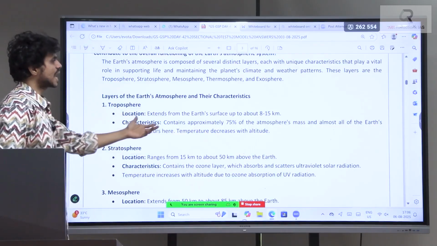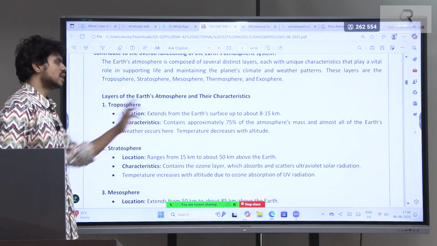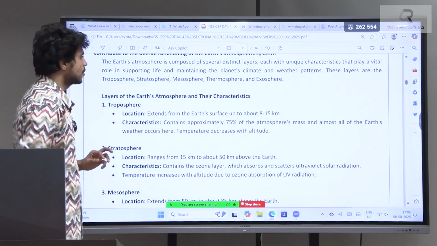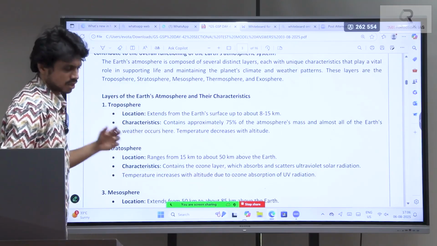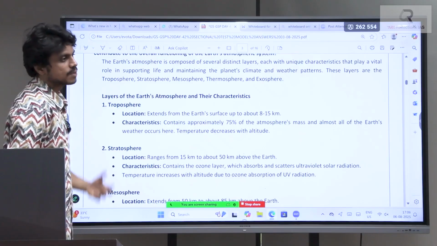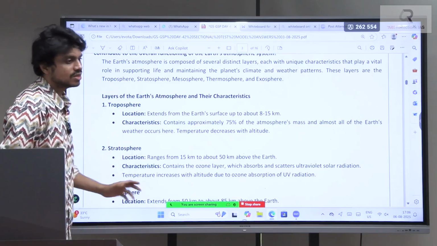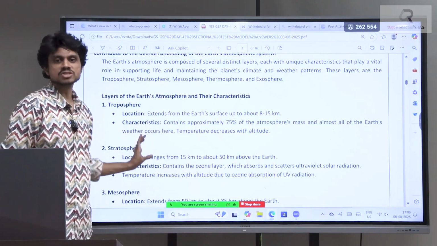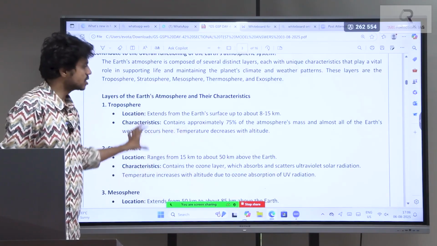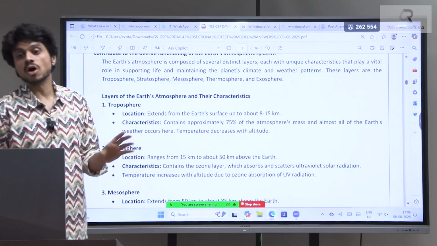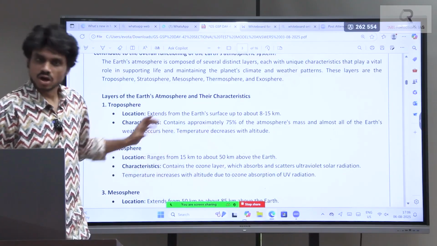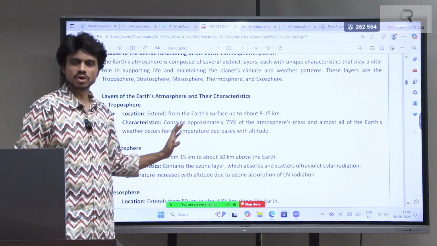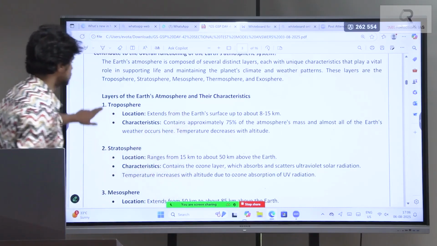See here, simply characteristics. You can add more points here. Contains 75% of the atmosphere. Here you can also explain how the temperature decreases. You will talk only in this area as altitude increases, temperature decreases. You will not explain how, because you are just describing. All the clouds will be formed here. You are not explaining how all the clouds are formed in here. All the weather systems are found here. That's it you will talk about. You will not get into the factual details.